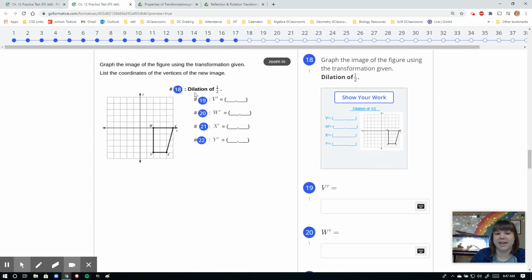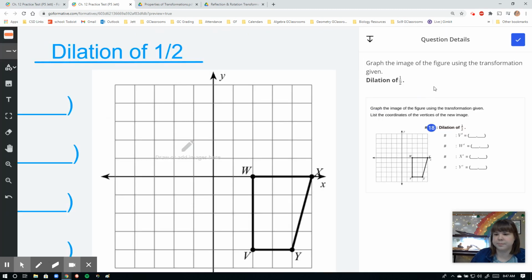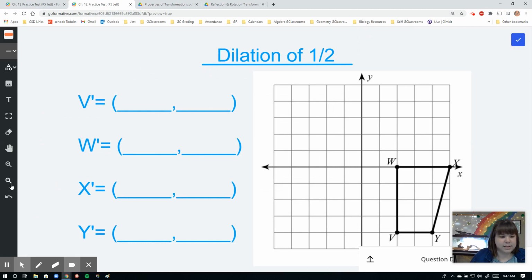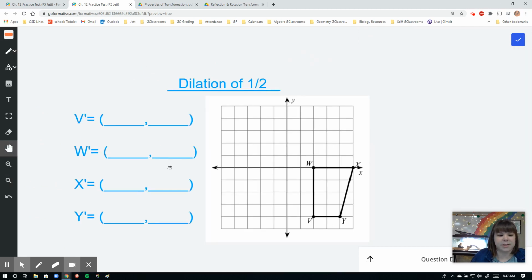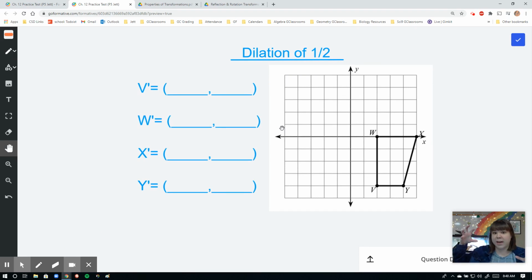All right, so now we're on to dilations. So we're going to graph the image of the figure using the transformation given. You list the coordinates of the vertices of the new image. So I'm going to click on show your work. Remember that a dilation means that we are either magnifying an image, so making it bigger, taking each point and multiplying it by a certain number, or if it's a number that's less than 1, it means that we're shrinking that image, we're making it smaller. So we need to take our original pre-image coordinates and multiply all of them by 1/2.